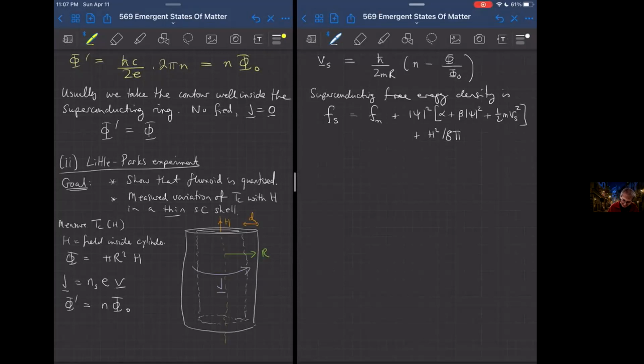Now, here is the logic, and this I usually have to explain twice because it is a bit subtle. Okay, so what we're going to do is we're going to choose some field H, and once we've chosen that field H, that tells us exactly what the flux is. Okay, so what values of the superfluid velocity can you have? There are only allowed values of Vs from the quantization condition.